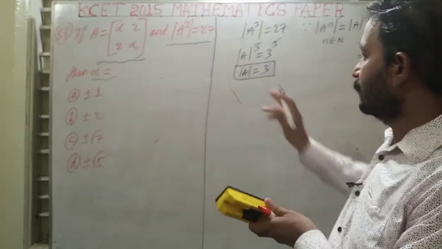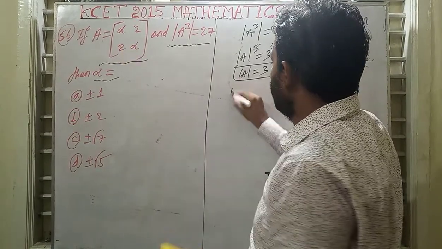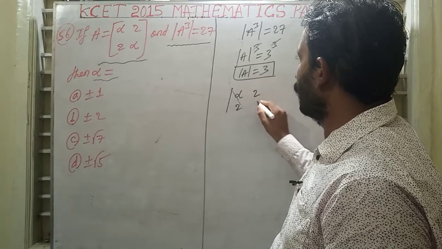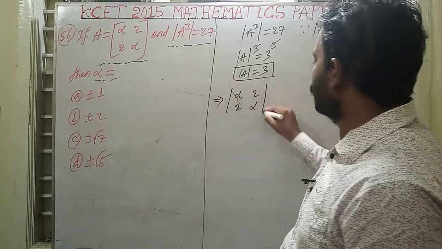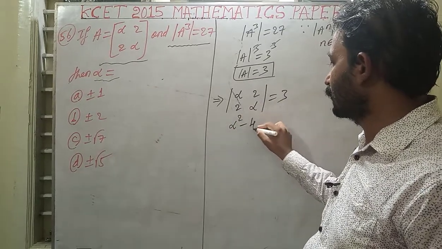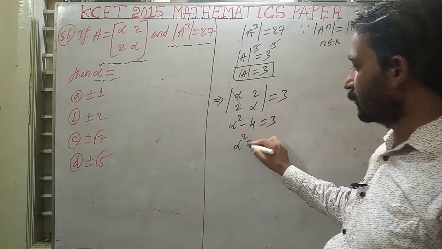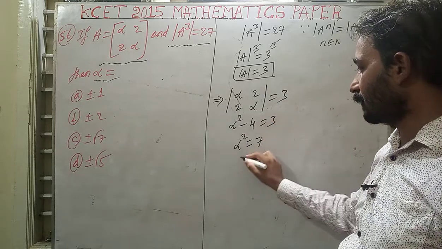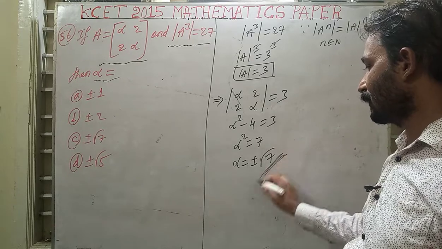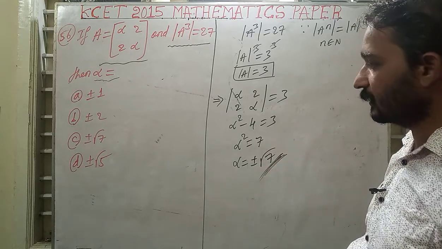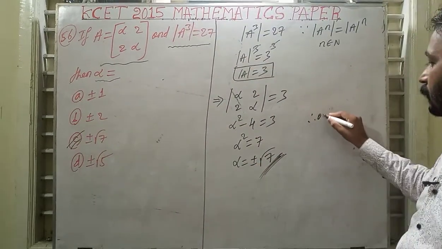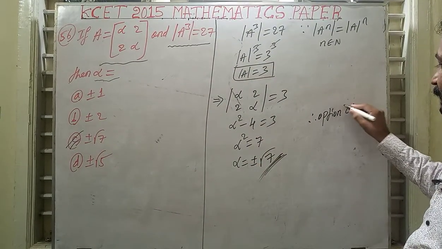So in this case put the matrix A, determinant of A is equal to alpha, 2, alpha, and so on, equal to 3. Simplify this: alpha into alpha, alpha square minus 2 into 2 is 4, is equal to 3. Alpha square is equal to 3 plus 4, which is 7. Now alpha is equal to plus or minus square root of 7. This is the correct answer. So option C is the correct answer.